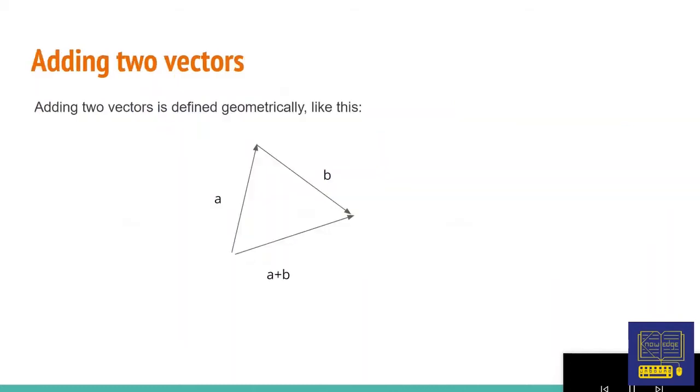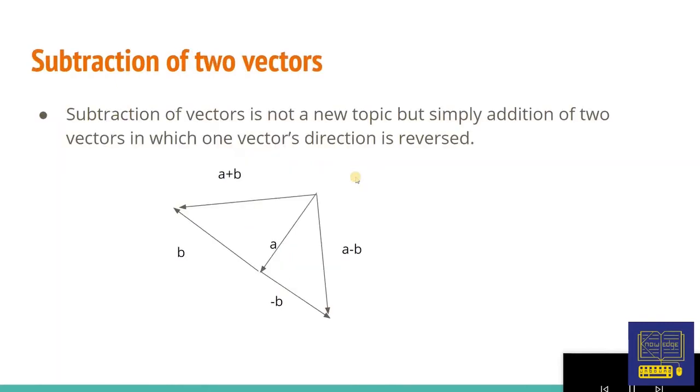Moving on to adding two vectors. Adding two vectors is defined geometrically like this in the figure. Like you can see, A is directed like this and B is directed like this. So adding will be as if you are making a triangle. See, like this, you go there and you go from here. Got it?